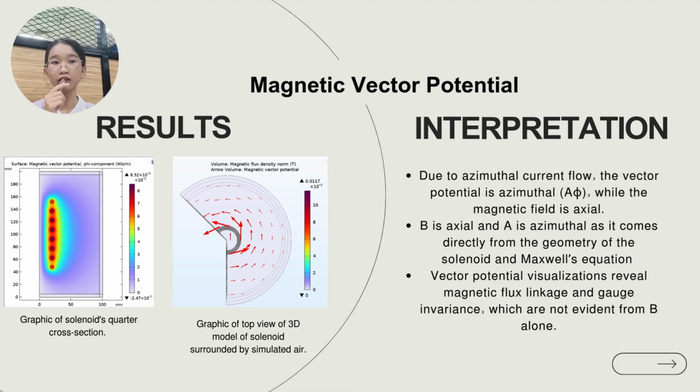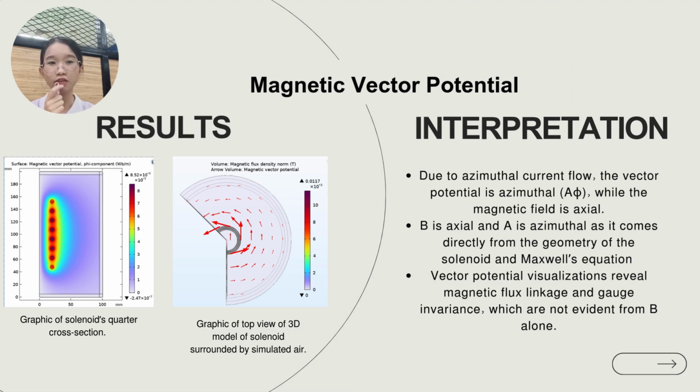In a solenoid, the electric current flows azimuthally around the windings, and as a result, the vector potential is also azimuthal, while the magnetic field remains axial. The simulation shows that the vector potential is strongest near the coil windings and decreases with distance, reflecting the current distribution. When we calculate the magnetic field from the curl of the vector potential, the result overlaps exactly with the directly computed magnetic field, verifying Maxwell's equation.